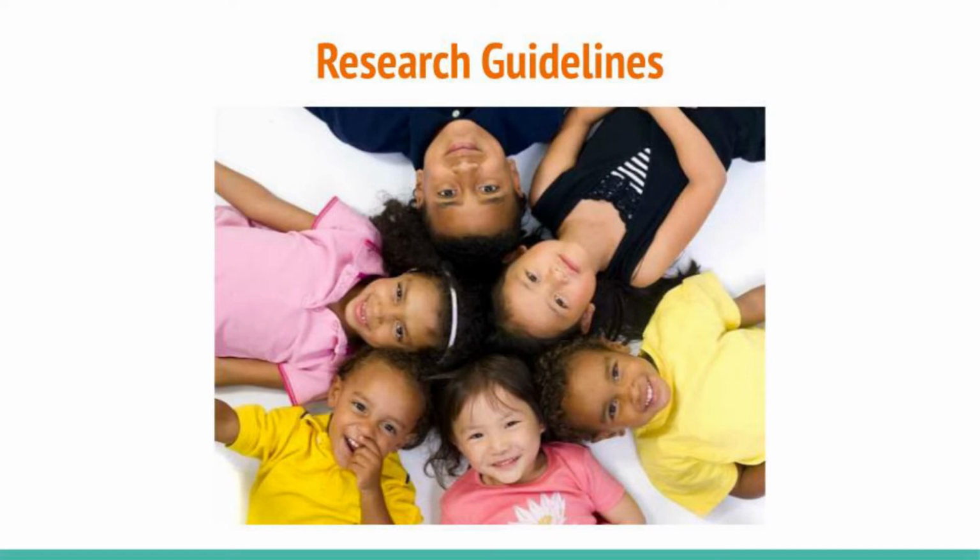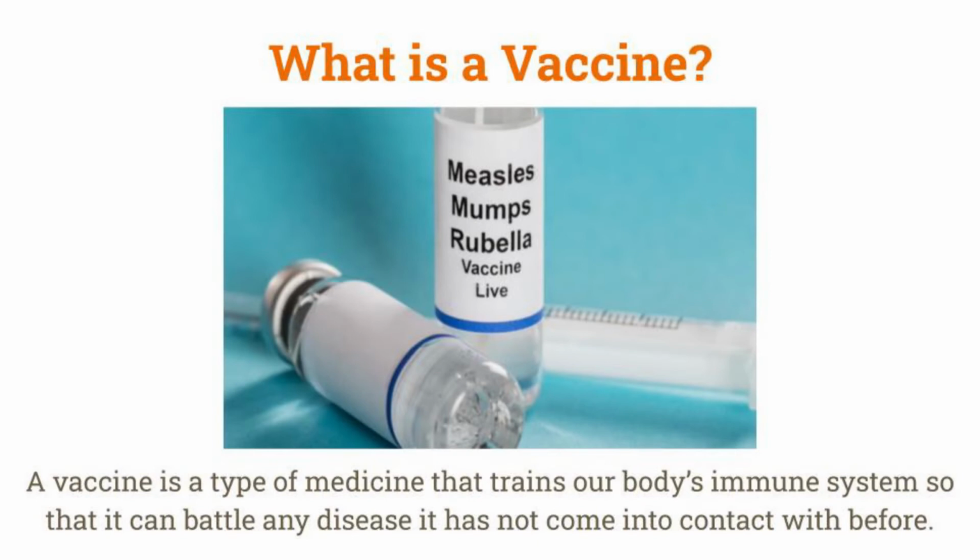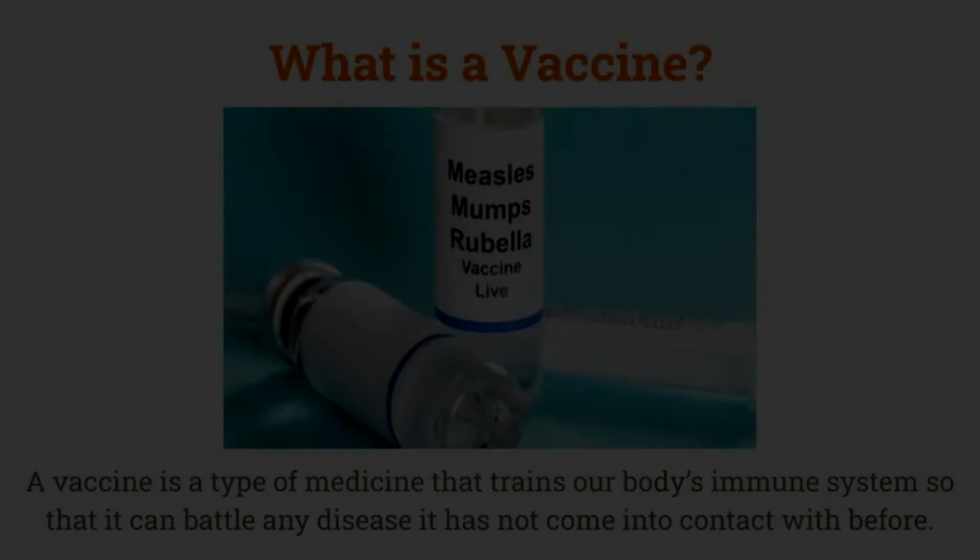To begin, we need to define what a vaccine is. What is a vaccine? A vaccine is a type of medicine that trains our body's immune system so that it can battle any disease it has not come into contact with before. Vaccines have been designed to prevent disease rather than treat a disease once you have caught it.